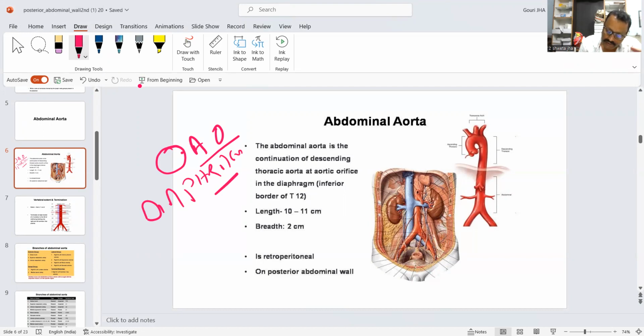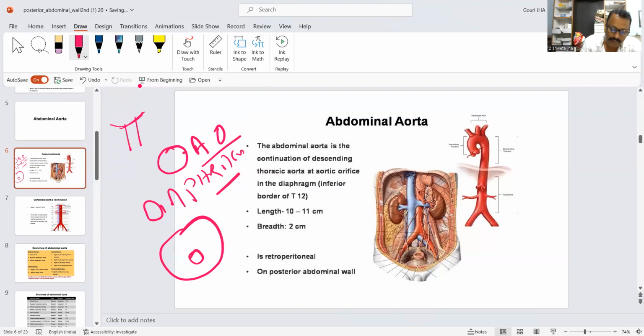This is the opening which is not situated inside the diaphragm. Rather, the diaphragm goes above it, just above the aortic opening. The aortic opening is behind the diaphragm and is not passing through the diaphragm. So it is at the level of the lower border of the T12 vertebra, where the aortic opening is, through which the descending aorta comes to the abdominal region.